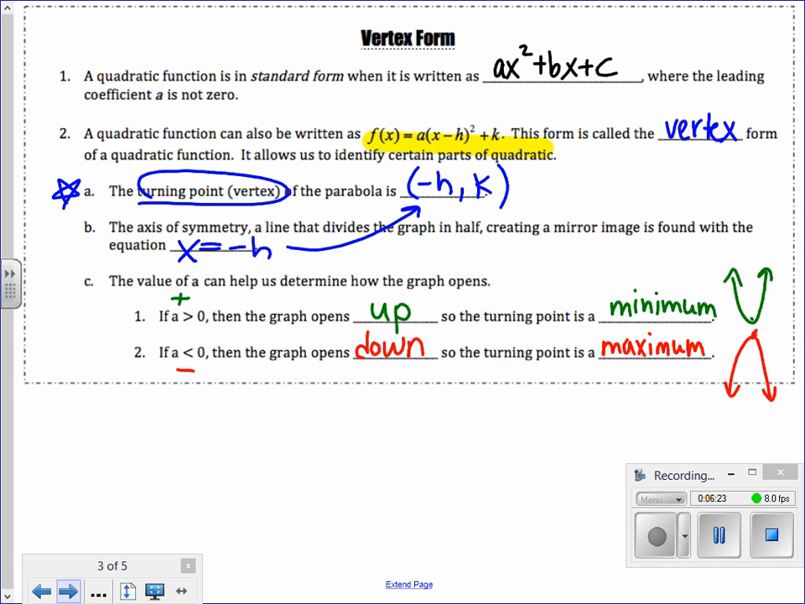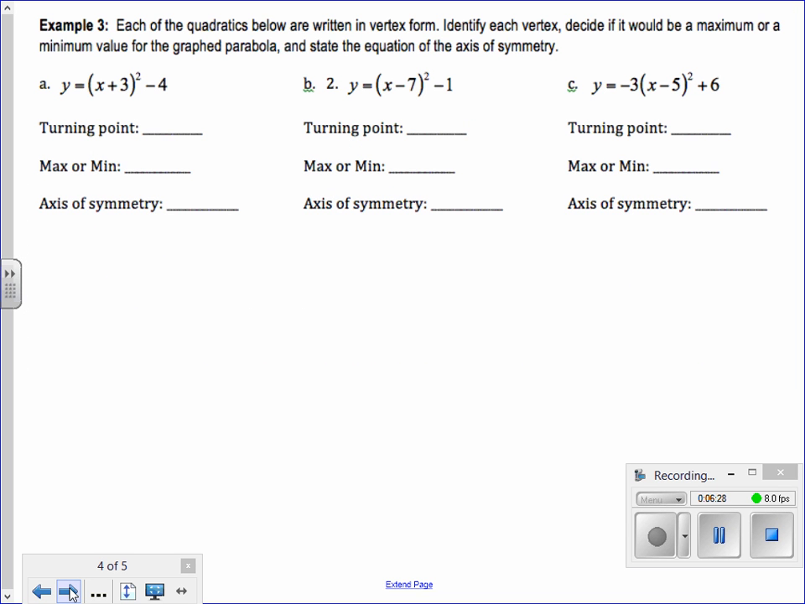Okay. Let's put some numbers to vertex form so it seems to make a little bit more sense. Since each of the quadratics below are written in vertex form, identify the vertex, decide if it would be a maximum or a minimum, and state the equation of the axis of symmetry. Here's how the turning point works.